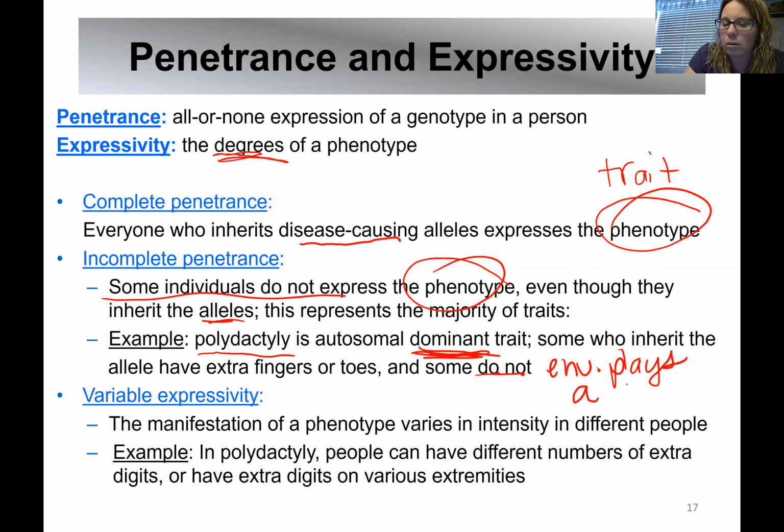Then another example of that is in an environment probably plays a role in determining which do and which do not develop that particular phenotype. Variable expressivity means that the phenotype might vary in intensity, and polydactyly is another example here. So if a person has that dominant allele, one person may grow one extra toe or one extra pinky, and the next person may have 2 or 3 extra pinkies. Okay, and again, environment's going to play probably a role in that as well.